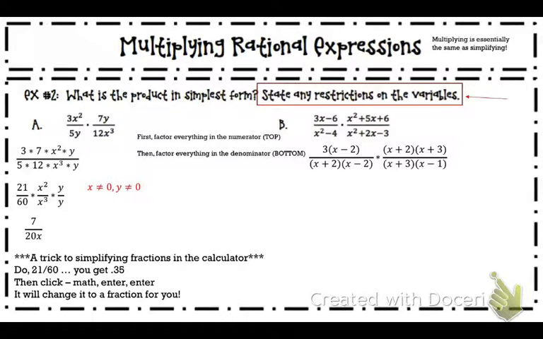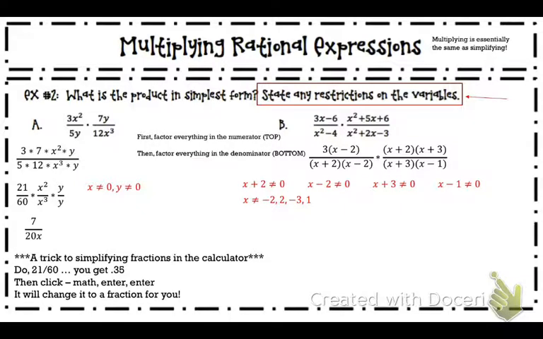Now, we need to state the restrictions. So I'm going to take each of these bottom factors and see what I can plug in for those x's to make those equal 0. So I have x plus 2 cannot equal 0, x minus 2 cannot equal 0, x plus 3 cannot equal 0, x minus 1 cannot equal 0. So that means x cannot equal negative 2, positive 2, negative 3, or positive 1. So those are all of my restrictions there.